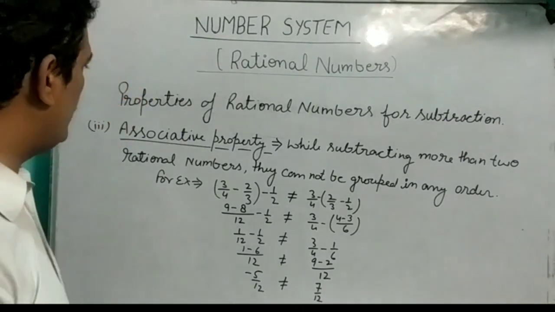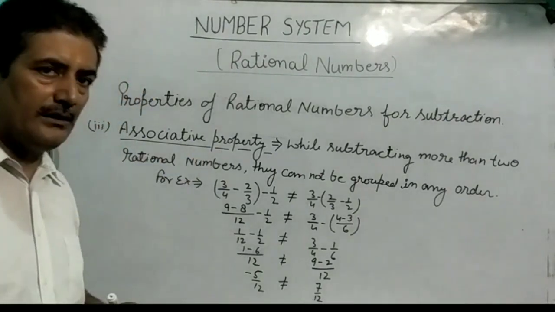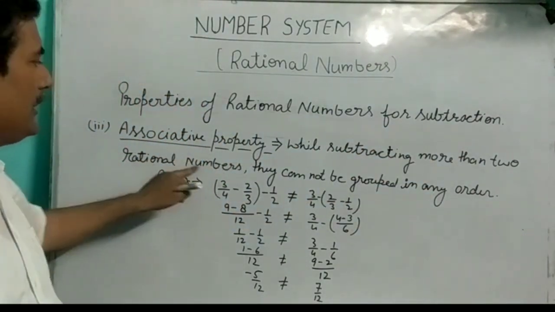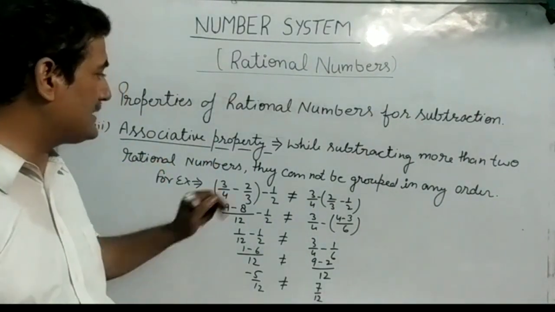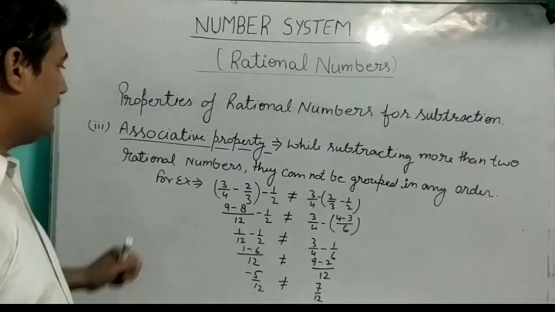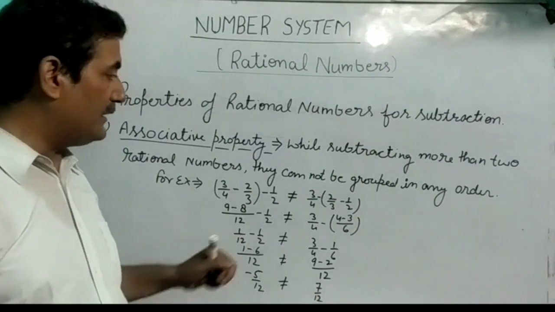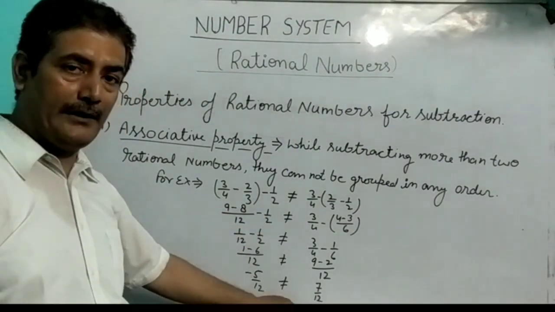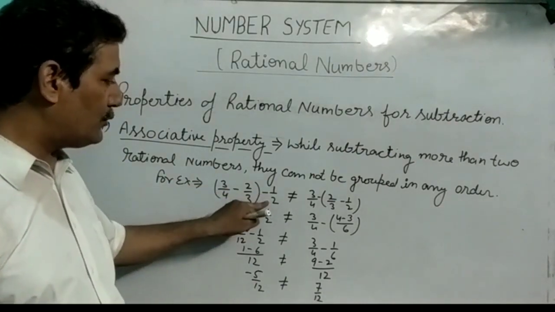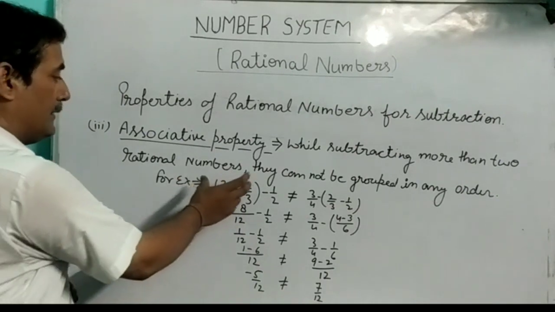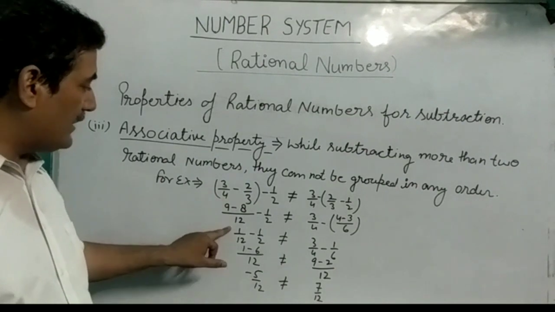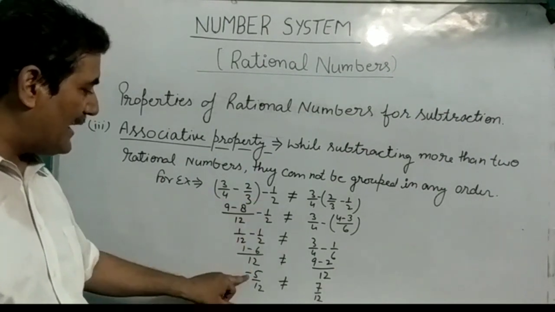Now, the third property is associative property. In this property, while subtracting more than two rational numbers, they cannot be grouped in any order. We can't group them in any order because if we change the groups, the resultant answers are different from each other. For example, 3 by 4 minus 2 by 3 minus 1 by 2. Here we make a group 3 by 4 minus 2 by 3, and this subtraction gives 1 by 12, then minus 1 by 2 gives minus 5 by 12.